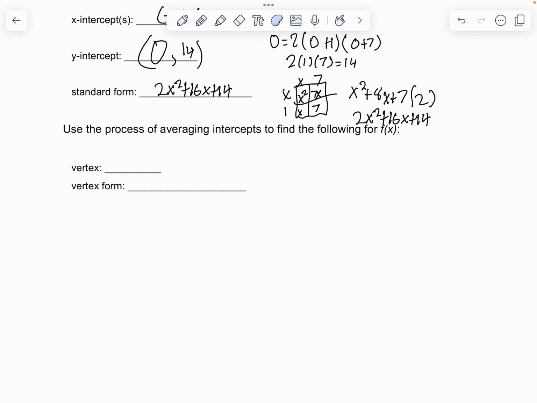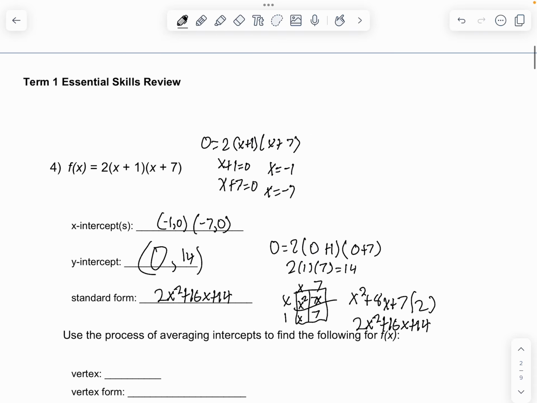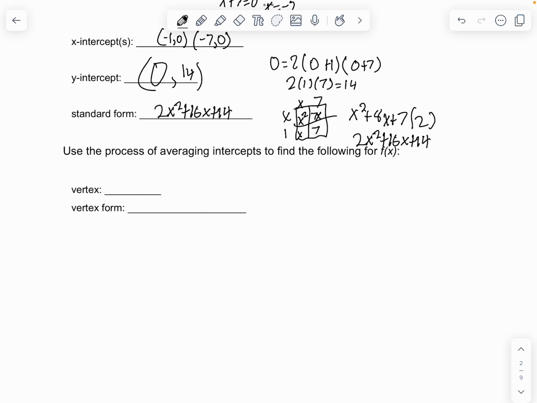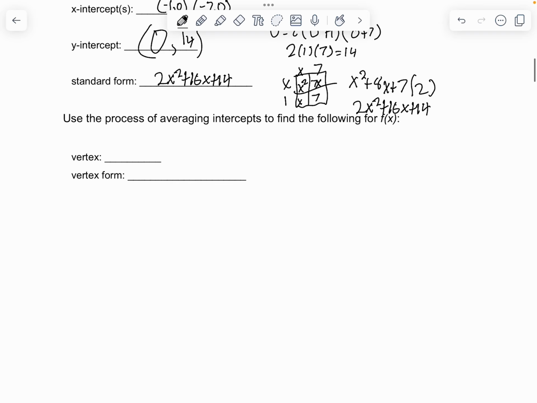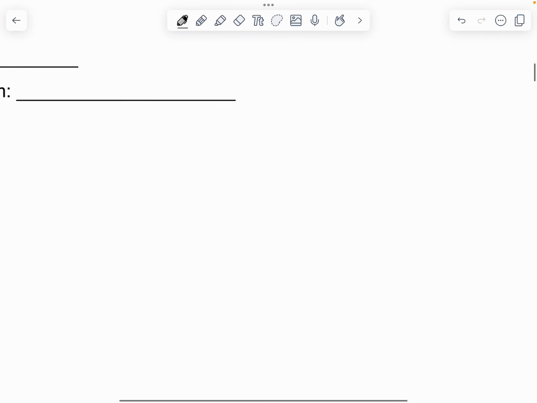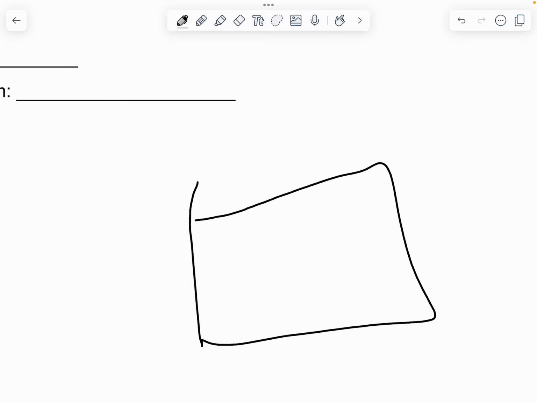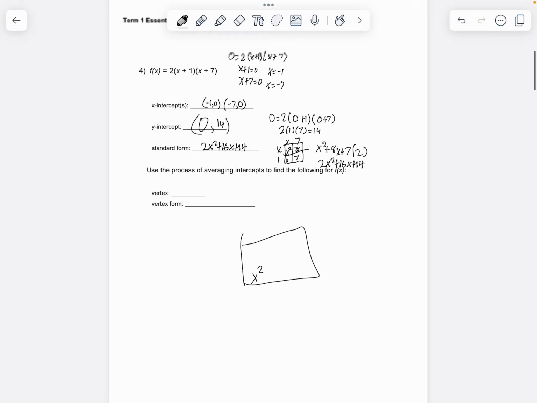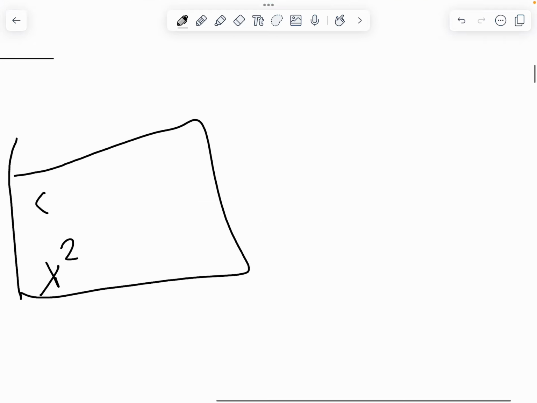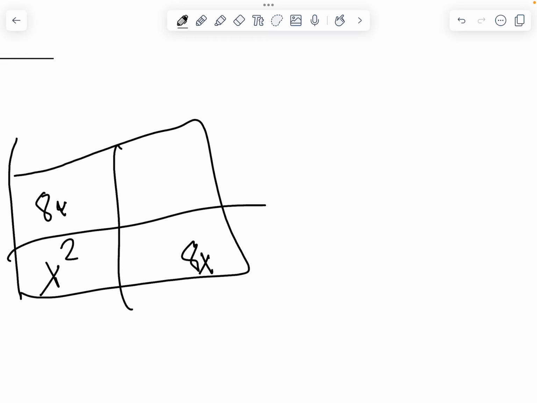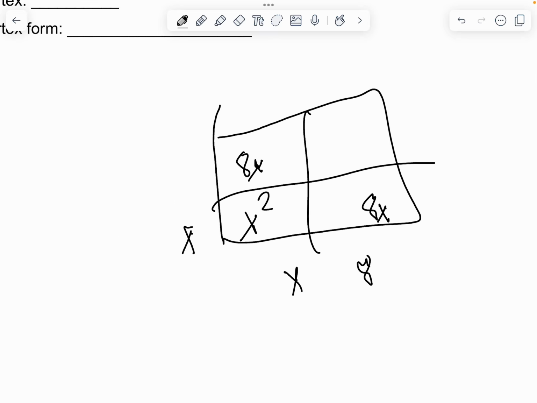Alright, use the process of averaging intercepts to find the following. So for the vertex, you're going to make the square, x squared, divide up the x's half, 8x, so it's going to be x is 8, x and 8, which is going to be 64.